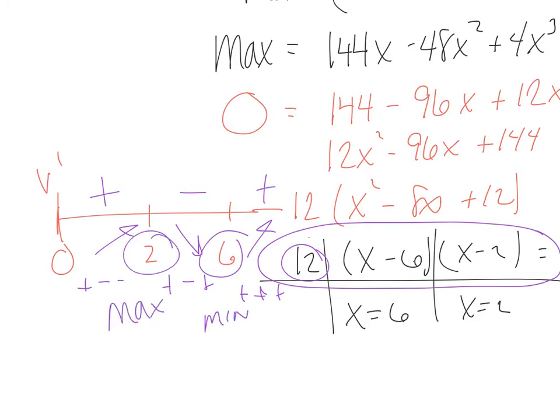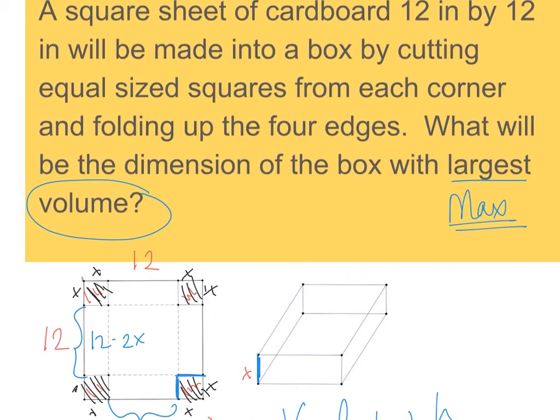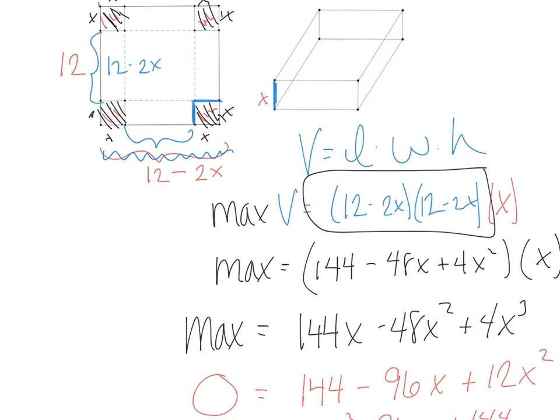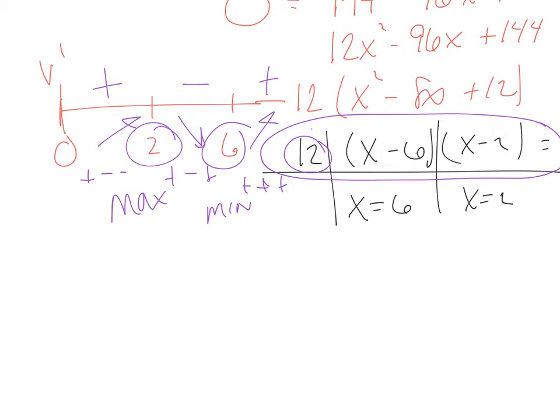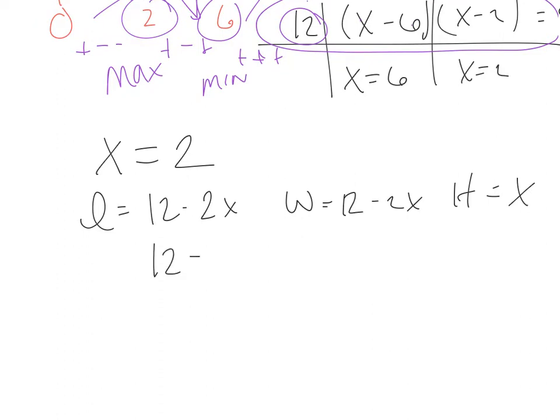And remember, my goal was to maximize the volume. So let me just go back and review what the question is. What will be the dimensions of the box? All right, so I know when x equals 2, I have a max. We said the length is 12 minus 2x, the width is 12 minus 2x, and the height was just x. So that tells me this is going to be 12 minus 4, 12 minus 4, and 2. So I've got an 8 by 8 by 2 box that would produce a box with maximum volume.